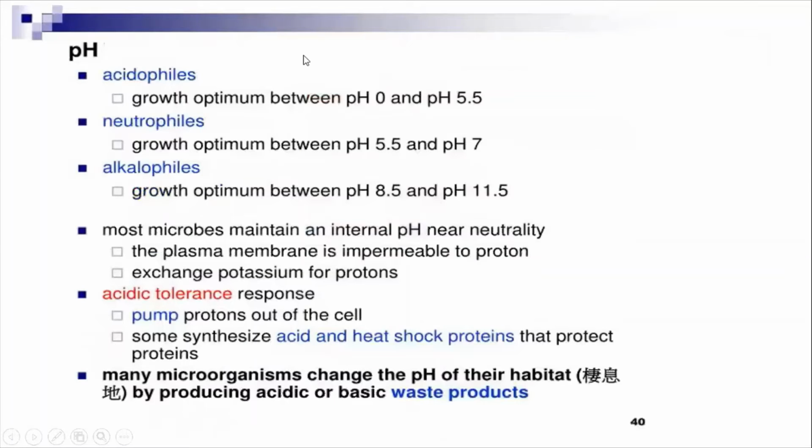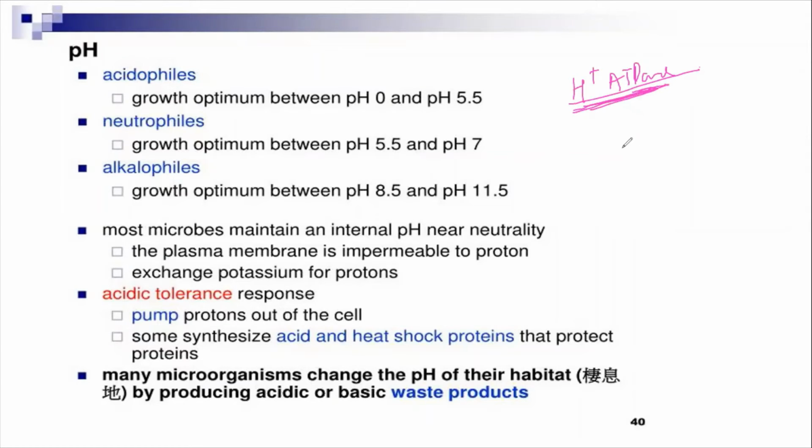Okay. So based on the pH, we have the microbes which come under the acidophiles. Neutrophiles means the normal bacteria. Alkalophiles are in alkaline regions. These bacteria maintain the internal pH near neutrality. Now acidic tolerance response, see again how they are able to do it. This also we have discussed. There is something called the H plus ATPase pump, which we discussed earlier in the cell membrane topic.